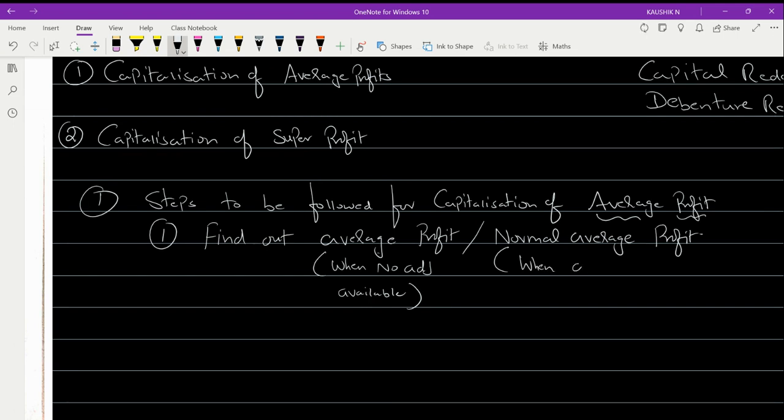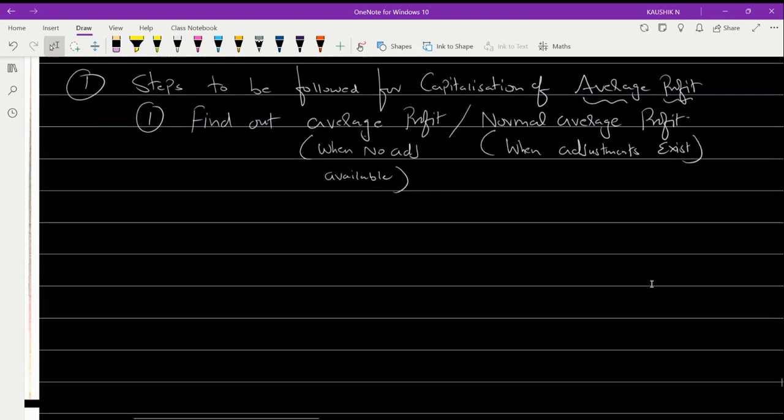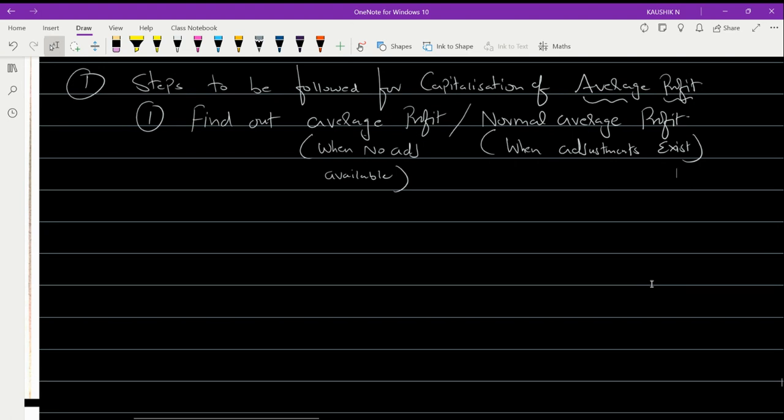When adjustments exist, you are able to find out the difference between average profit and normal average profit. When you have an adjustment, we have to find out normal average profit, that means after taking the action for each and every adjustment. When there are no adjustments, straight away you find out your average profit. Any doubt in the first concept, the first step? No. Okay, moving on to step number two.